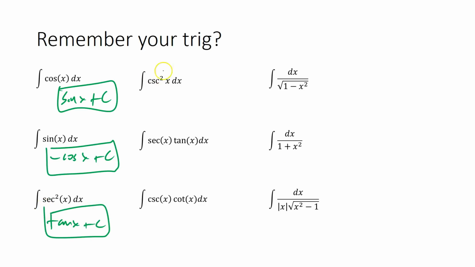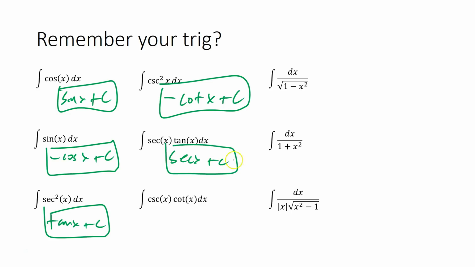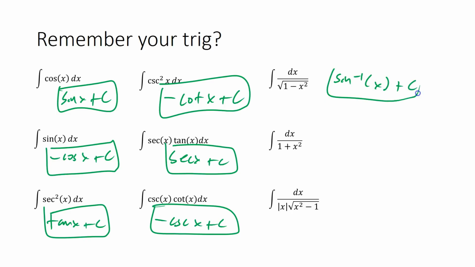Antiderivative of cosecant squared, that's negative cotangent x plus c, because derivative of cotangent is cosecant squared, but it's negative, so we have to have the negative there. Secant tangent, that's just secant x plus c. And cosecant cotangent, that's going to be negative cosecant x plus c. This guy, that's the antiderivative of sine inverse of x plus c. This guy is tangent inverse of x plus c.